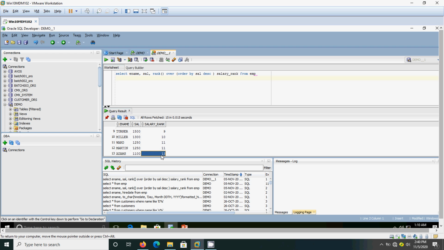If two persons receive the same amount, then that rank will be shared between the persons. That means one person will get the rank number 11, and the other person who receives the same salary is also allotted the same rank. The next person won't be allotted the rank number 12. Instead, he will be given the rank number 13. And this is the way the rank function works.